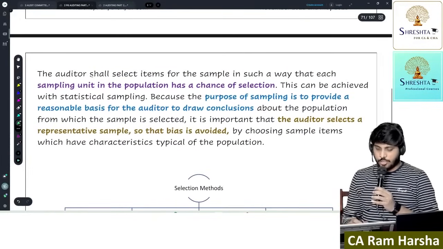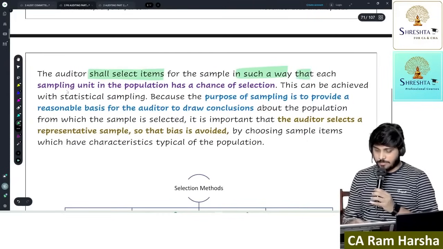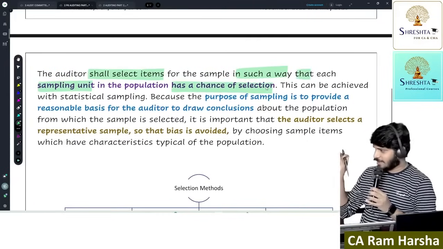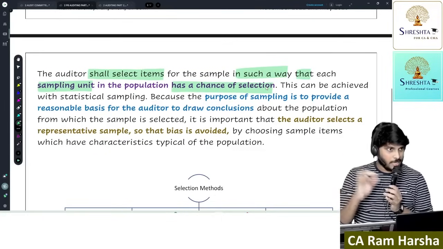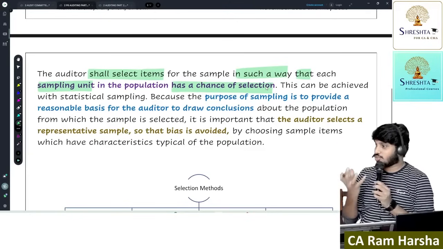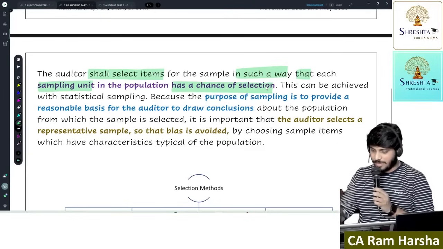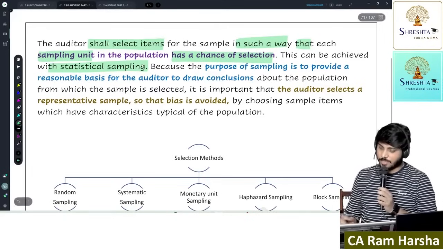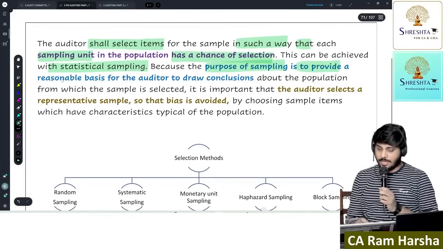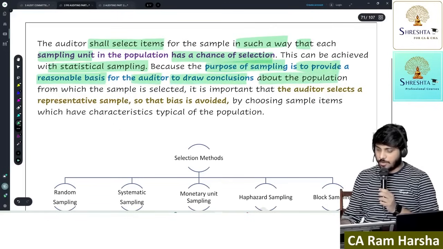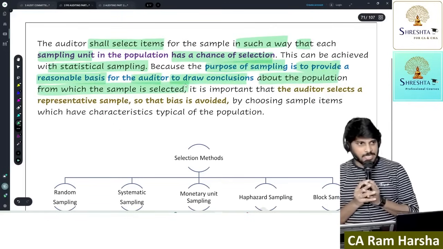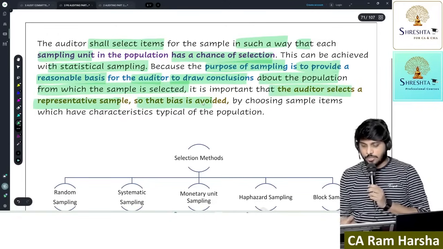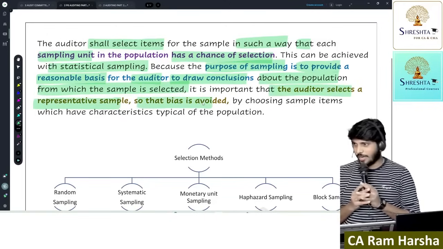First of all, you shall select items in such a way that each sampling unit has a chance of selection. So every sampling unit should be given a chance. Every unit in the population should get some chance that it will be selected. This can be achieved only in statistical sampling. The purpose of sampling is to provide a basis for the auditor to draw conclusions about the population from where it is selected. And it is important that the auditor selects a representative sample so that bias is avoided.